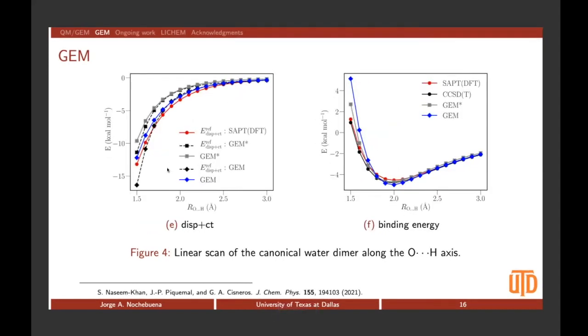For the dispersion and charge transfer term, GEM star and GEM agree very well with the respective reference. However, GEM is much closer to SAPT-DFT than GEM star. In addition, GEM star and GEM can reproduce very well the binding energy from a water cluster reference.